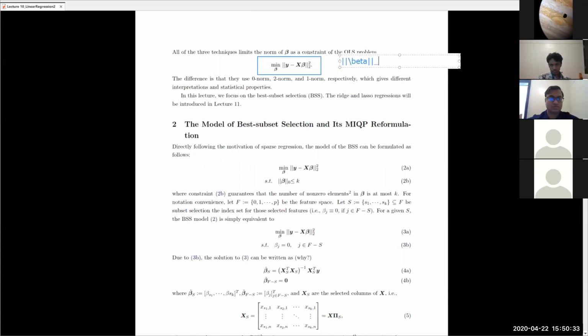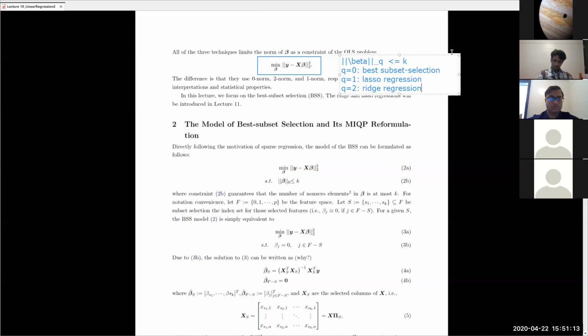Let's say I use the k norm. This is less than, no, I cannot use k. P norm, did I use p before already? I've already used it. Let me use q. This one should be less than or equal to k. The difference between the best subset, ridge, and the lasso is that best subset is going to use q equal to 0. So q equal to 0, best subset selection. Q equal to 1, it's going to be a lasso regression. Q equal to 2, it's going to be ridge regression.